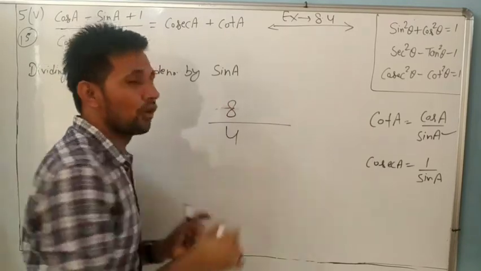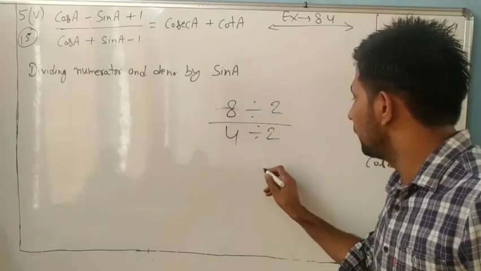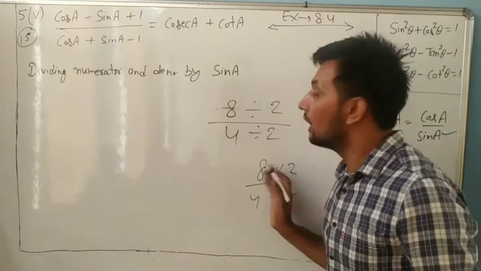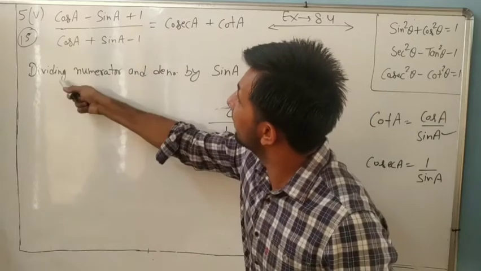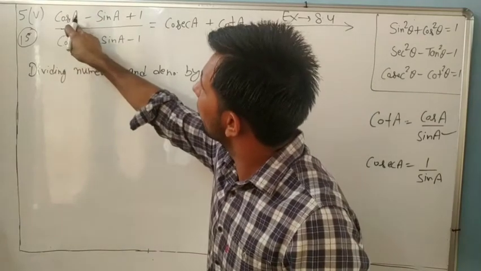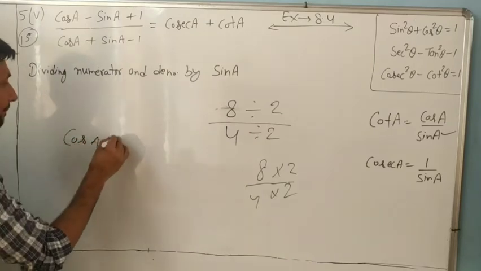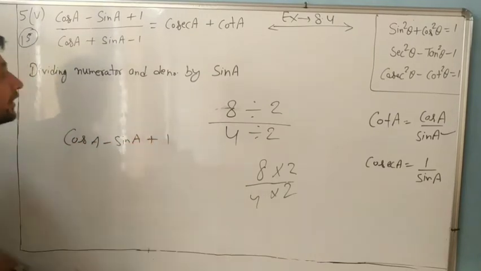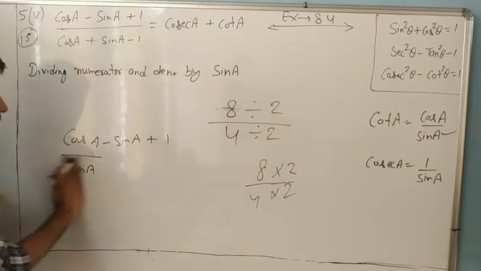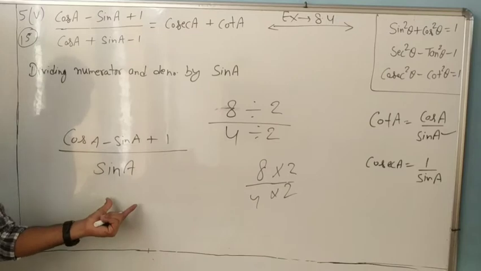Do you know 8 by 4 has an equivalent fraction? Do you know we can divide numerator and denominator by the same number? We can multiply numerator and denominator by the same number. The answer does not change. Same as it is, we divide. So we divide numerator and denominator by sine a. What does it mean? In the numerator, how many terms? 3 terms. Look here: cos a minus sine a plus 1, all divided by sine a. We will use this sign; it is dividing all terms. Okay dear? Understand or not?